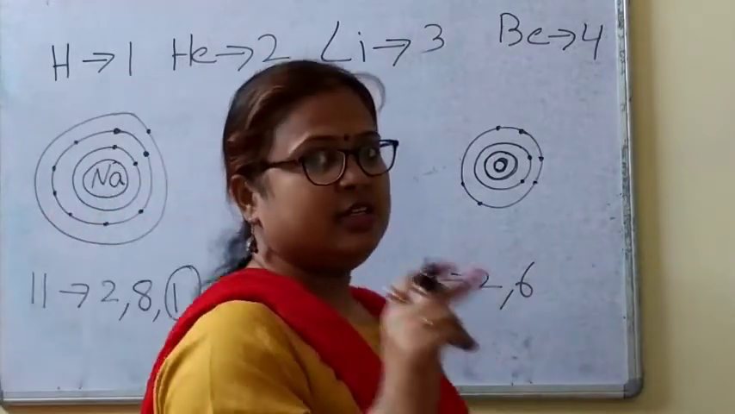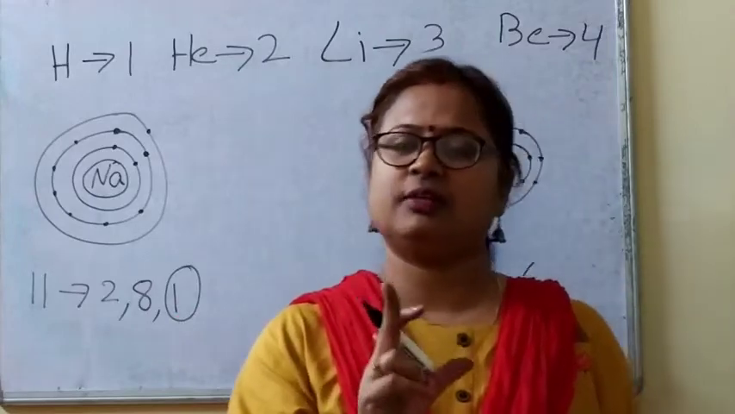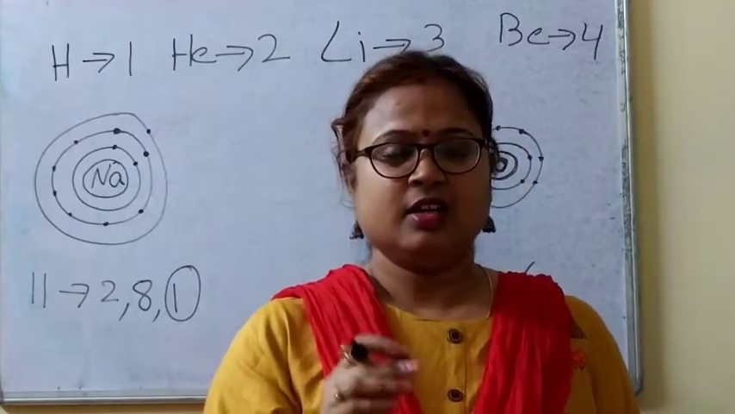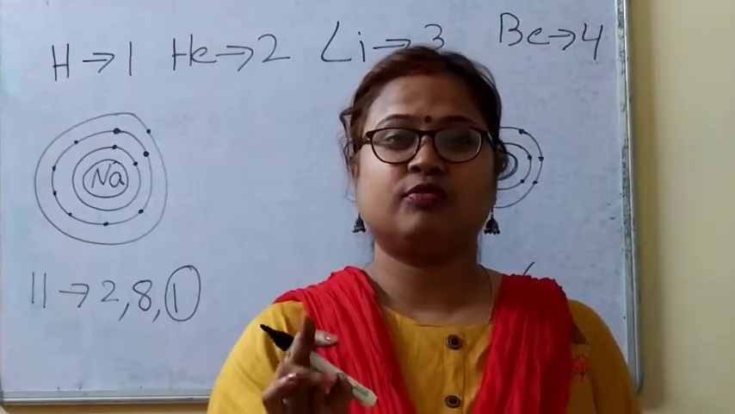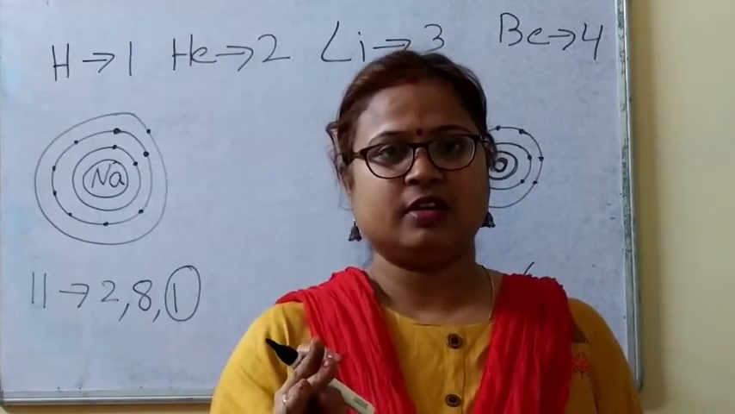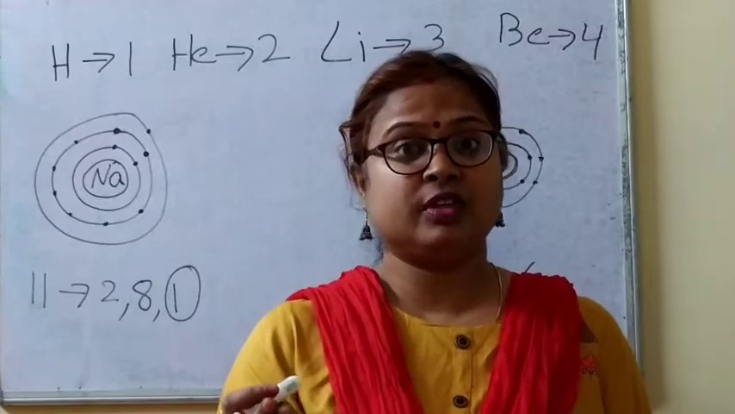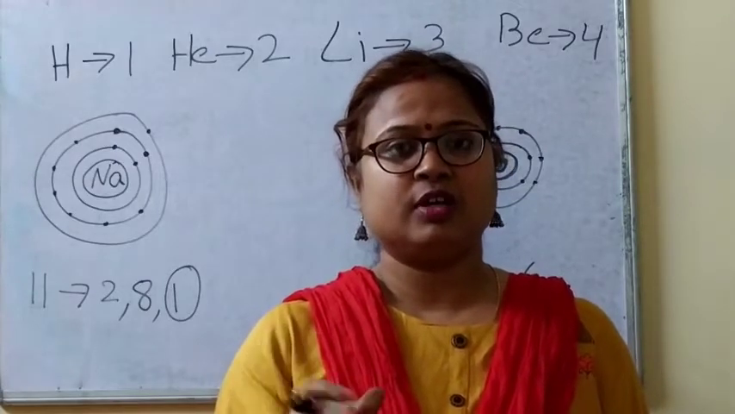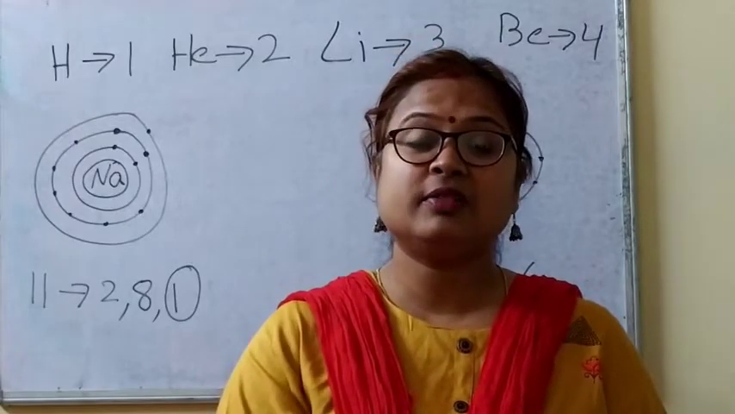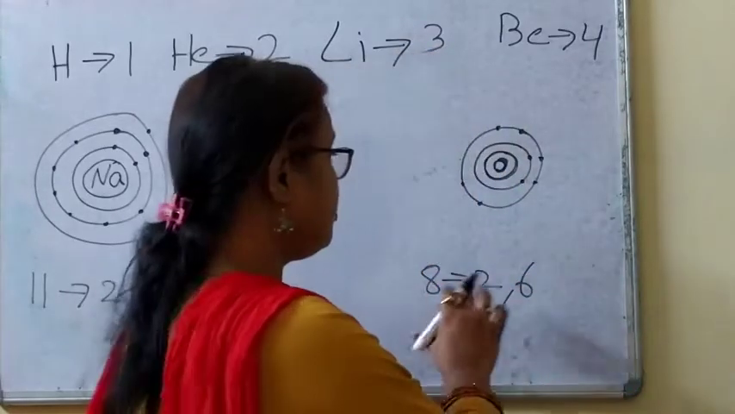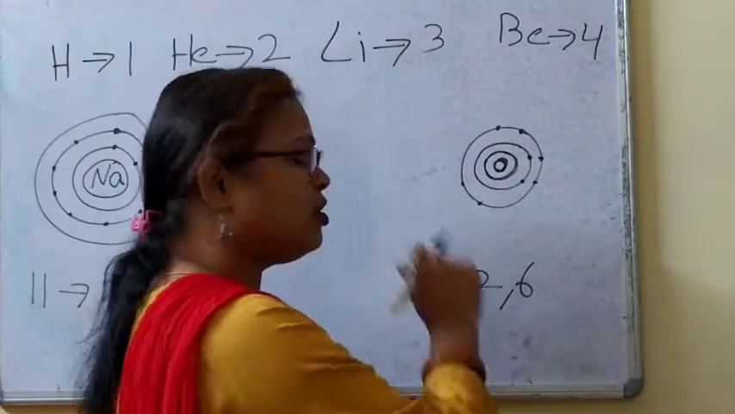8. But 6 cannot be the valency. Clear? Valency is always 1, 2, 3, maximum 4. 6 cannot be the valency. So why can 6 not be the valency? Then what will be the valency of oxygen?